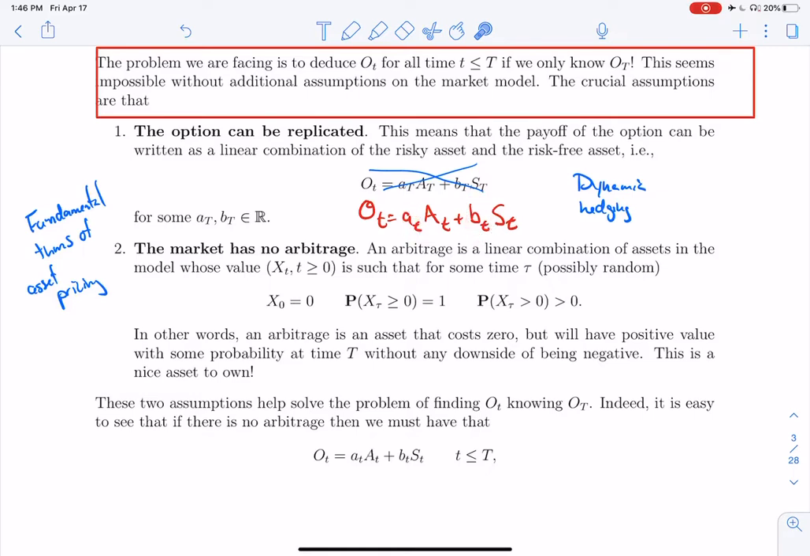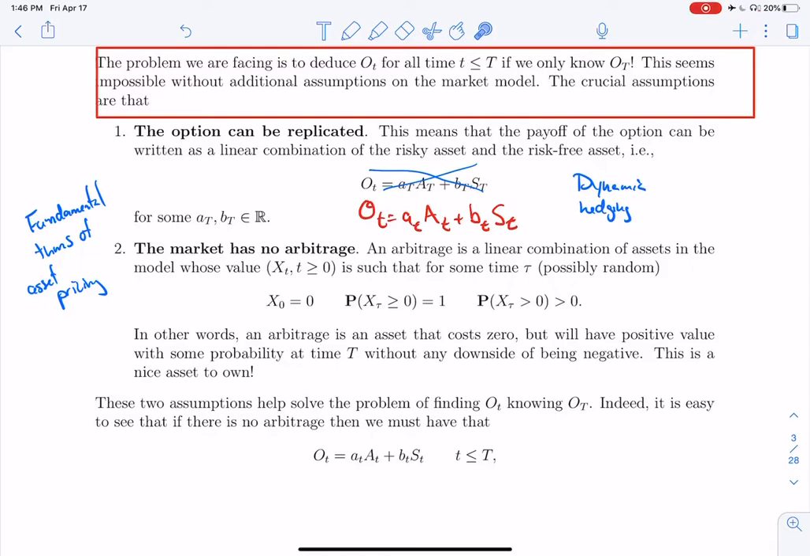So what are little a_t and little b_t? They are just the number of units you own in every asset. They can change over time and they can be random. When they change over time, we say that there's some dynamic hedging. That means to recreate, or replicate, as we say, the value of the option at every time T, I have to change a_t and b_t as time goes by. I have to change my portfolio as time goes by.